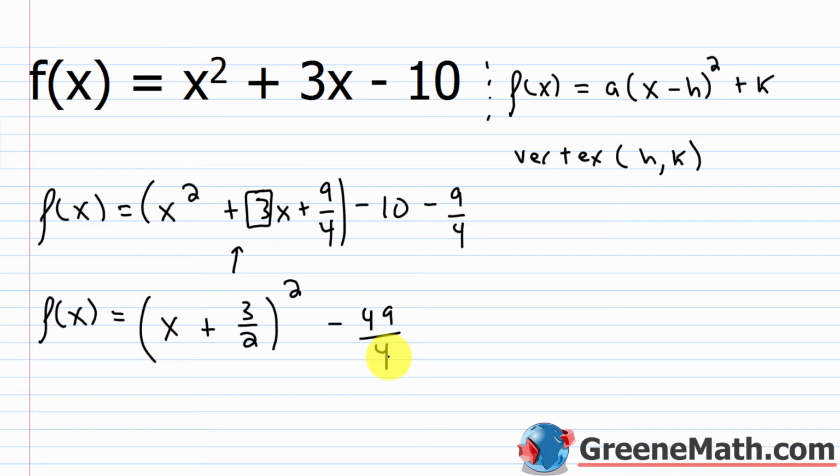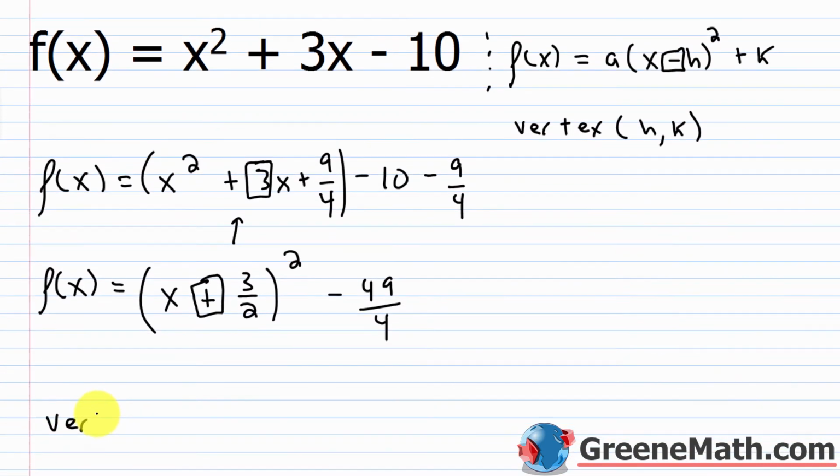But again, you have to be very careful. This is a minus here. This is a plus here. So if you just go through and say, okay, my vertex will occur at 3/2, 49/4, you will be wrong. The signs just won't be correct.